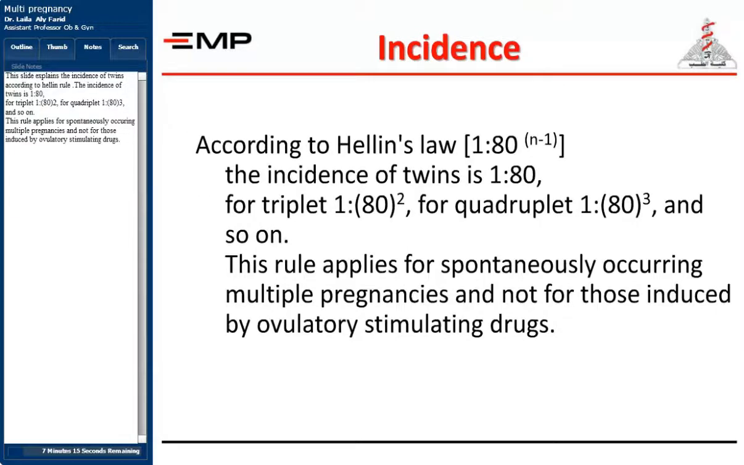This slide explains the incidence of twins according to Hellin's rule. The incidence of twins is 1 in 80. For triplets 1 in 80 squared, for quadruplets 1 in 80 cubed, and so on. This rule applies for spontaneously occurring multiple pregnancies and not for those induced by ovulatory stimulating drugs.